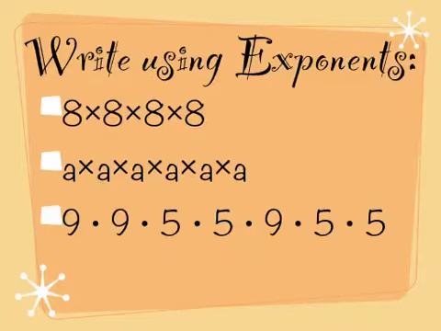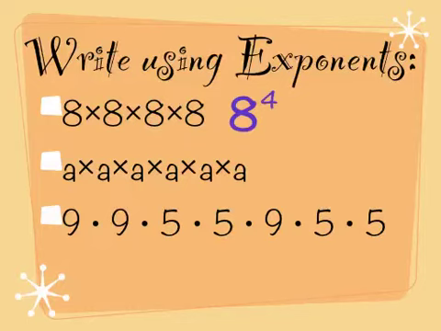Now we're going to try to work the opposite way, and we're given repeated multiplication that they want us to write using exponents. So if you look first, we have 8 times 8 times 8 times 8. The repeated factor here is 8. And we're multiplying 4 8's together, so written using exponent would be 8 to the 4th power.